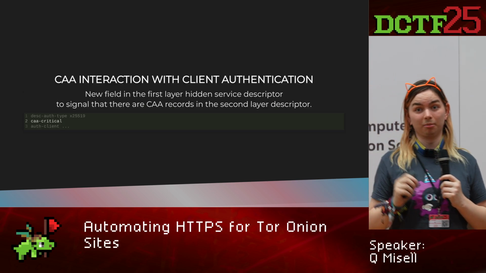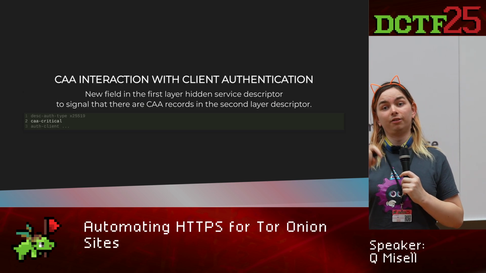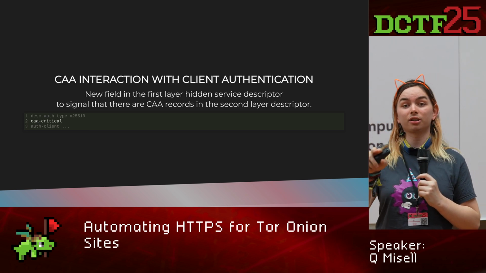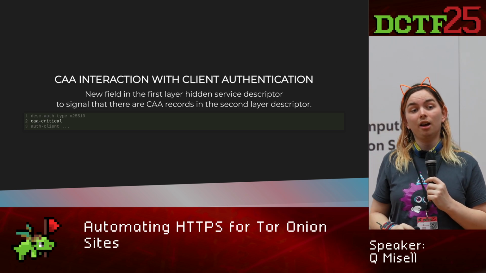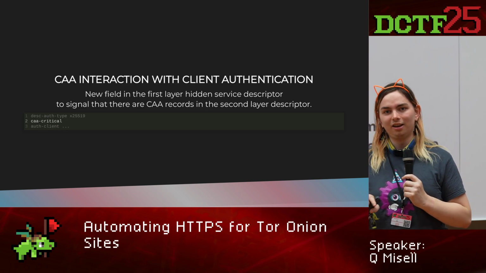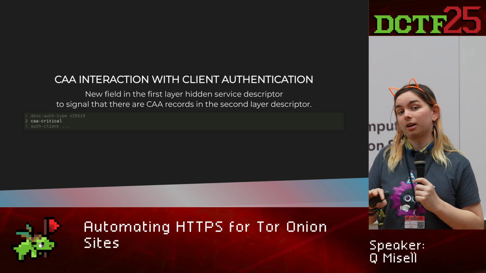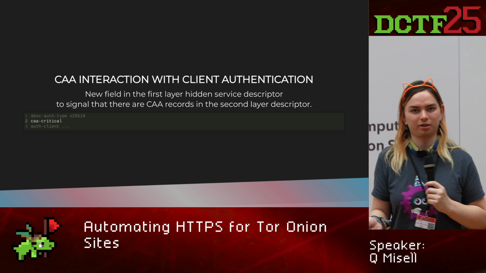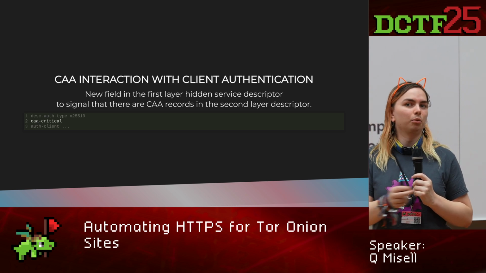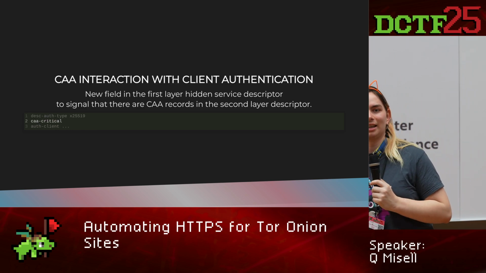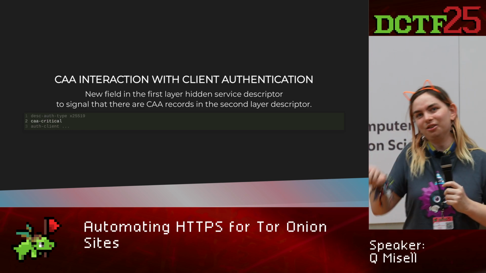And there's one more final bit, which is that the first layer, which is accessible to anyone, has this extra flag of CAA critical, which is just a signal that this service might be using authorized clients, and there are CAA records in here. So if you can't decrypt the second layer, you shouldn't continue with issuance. Otherwise, a CA that wasn't authorized to issue obviously wouldn't be in the authorized clients and then couldn't read the CAA and then couldn't see that it's not authorized to issue.